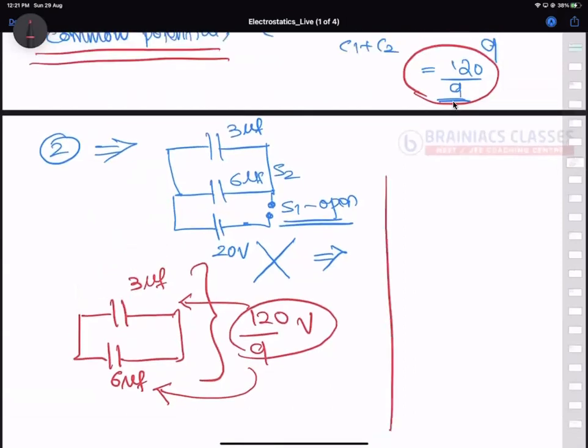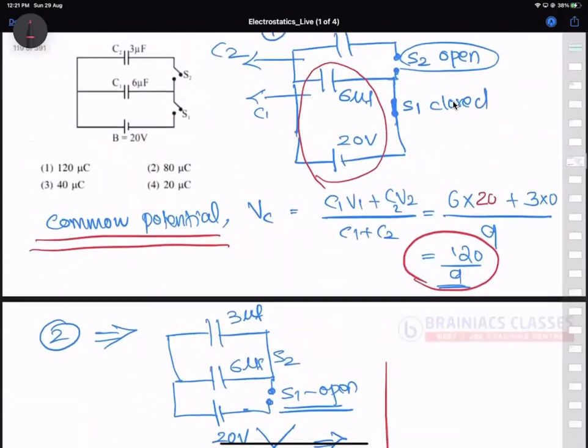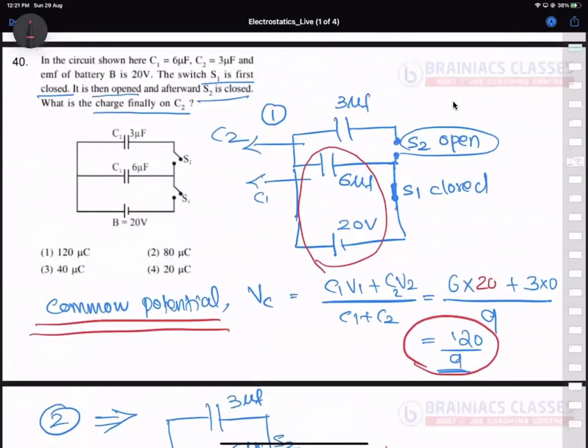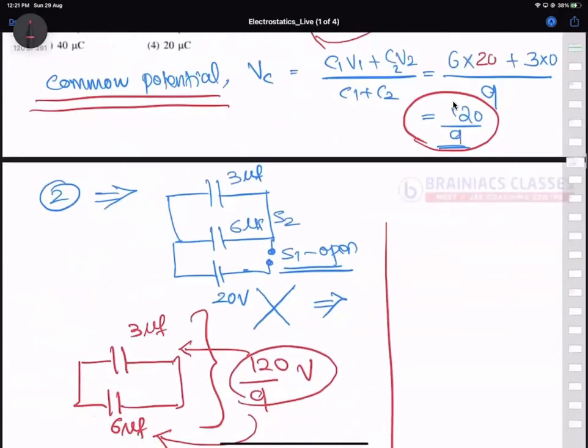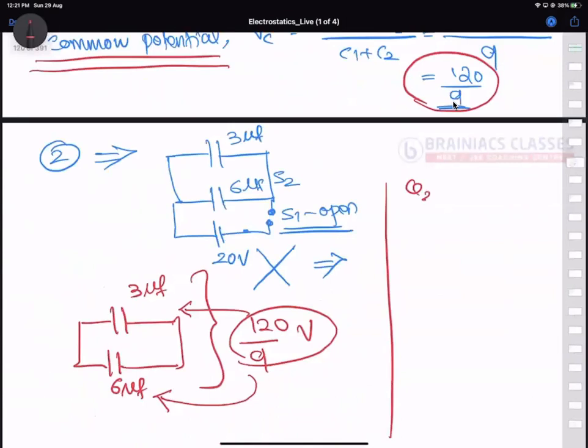Now what we have to see? Our question is to find the charge on the C2 capacitance. So I can write Q2 equal to C2 into V2. Q is equal to CV. The charge on the C2 capacitor: what is C2? C2 is 3 microfarad, so 3 into 10 power minus 6. What is the voltage? 120 by 9, because it's a common voltage.